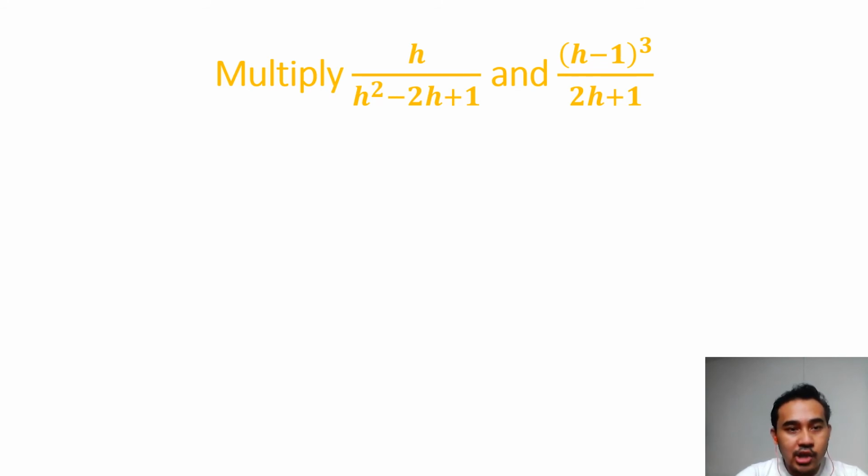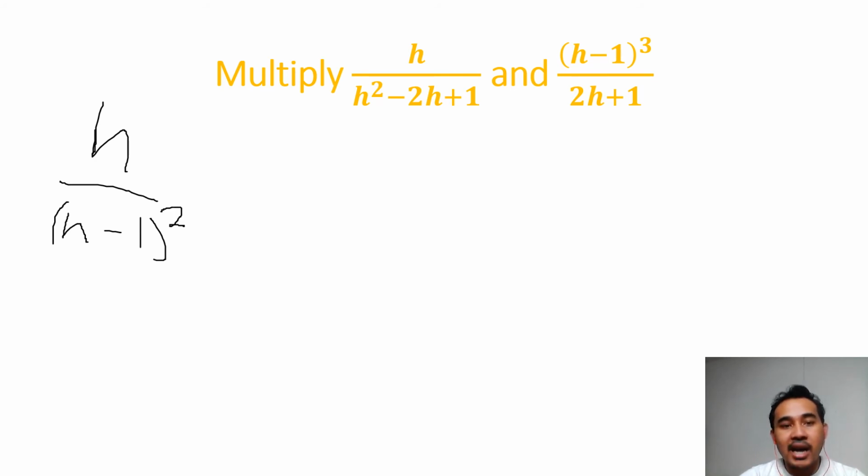So you have h over, remember that h squared minus 2h plus 1 is a perfect square trinomial. You check: the square root of h squared is h, the square root of 1 is 1. Multiply h and 1, that would be h, and then multiply by 2, that's 2h. So, verifying the perfect square trinomial, therefore you can write it as h minus 1 squared. That's a perfect square trinomial.